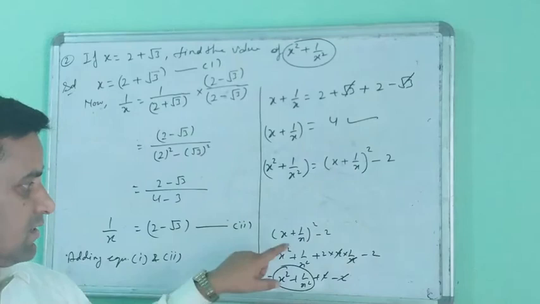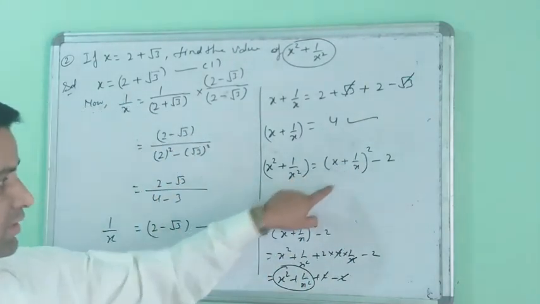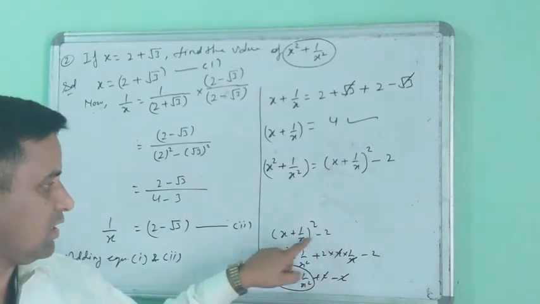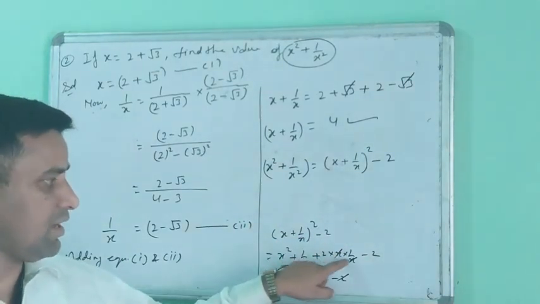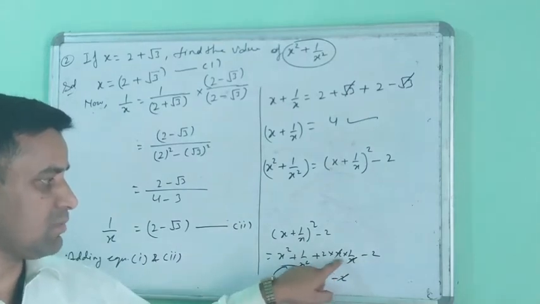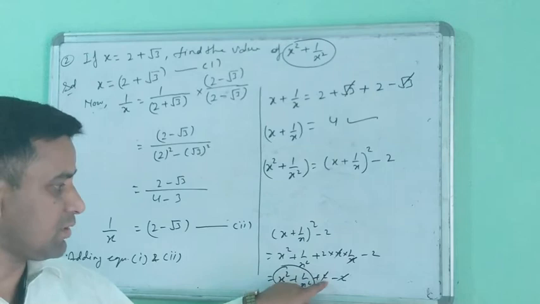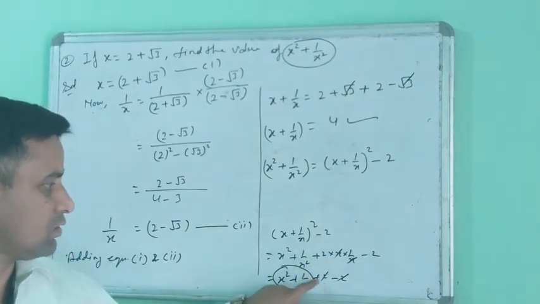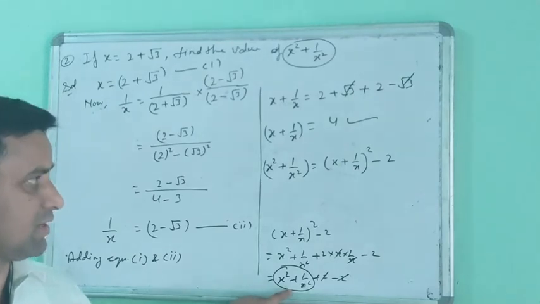Now check this. Suppose you are squaring this portion, and I am writing minus 2 also here. a plus b whole square is a square plus b square plus 2ab, minus 2. This x and this x will be cancelled here. Then what is left here? 2 and 2 minus 2 will be cancelled. So what is left here? x square plus 1 upon x square. This portion is left here.